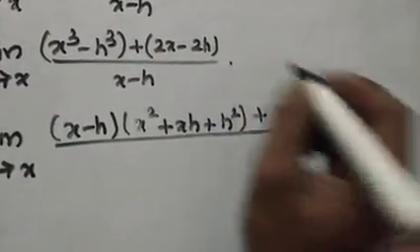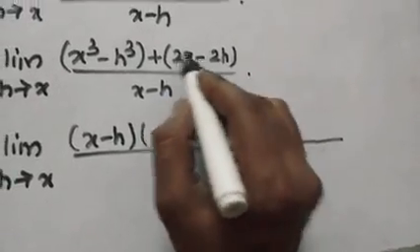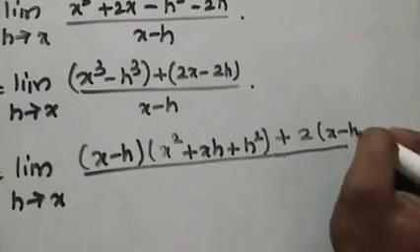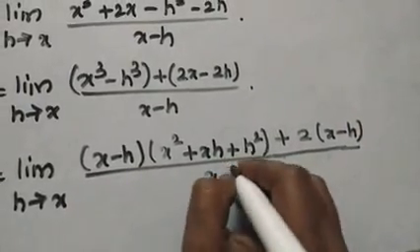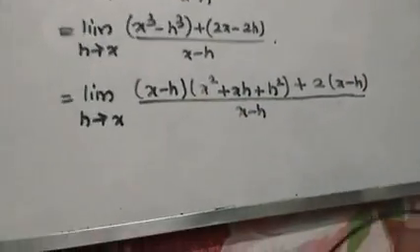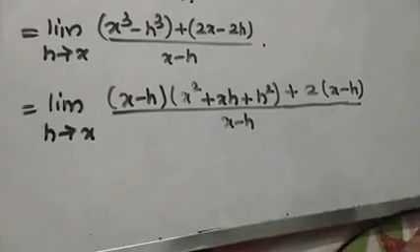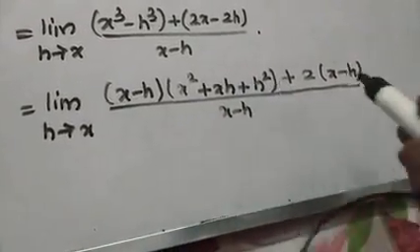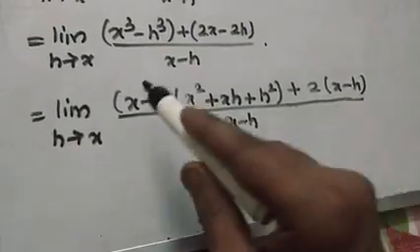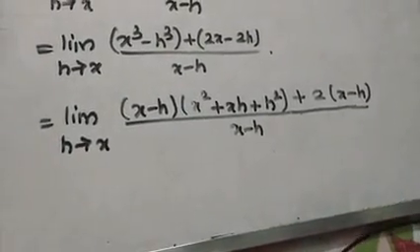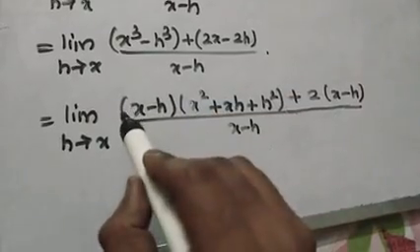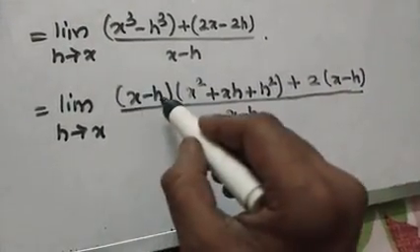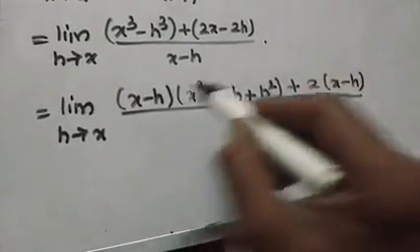plus what is common in these two terms? 2, here x minus h. Clear? Now you can see that in this full term and this term, these two terms, there is one common factor. That is, the common factor is x minus h. See, in these two terms there is one common factor x minus h. So we are going to take that common.